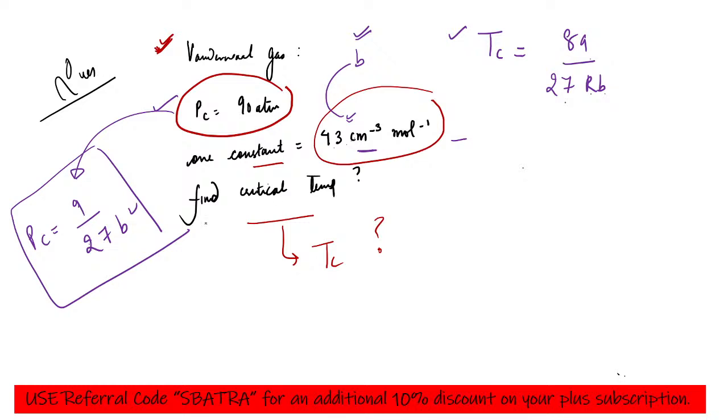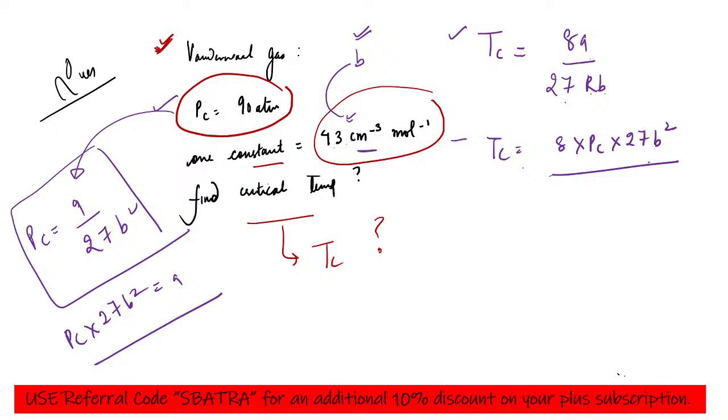Now we can substitute this value over here. So TC is nothing but 8 and critical pressure is this value. So pressure into 27 B square is your A value. 27 R, and B value is given, that is 43. So 27 and 27 will be cancelled out. In place of this PC we can write 90 over here.